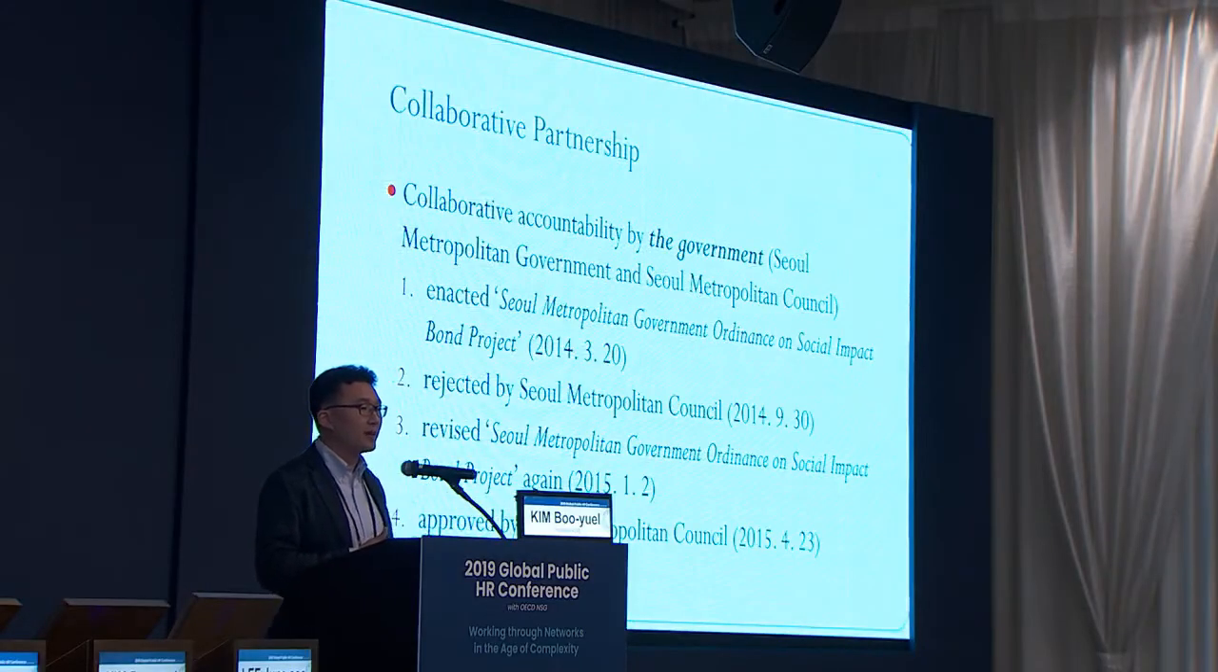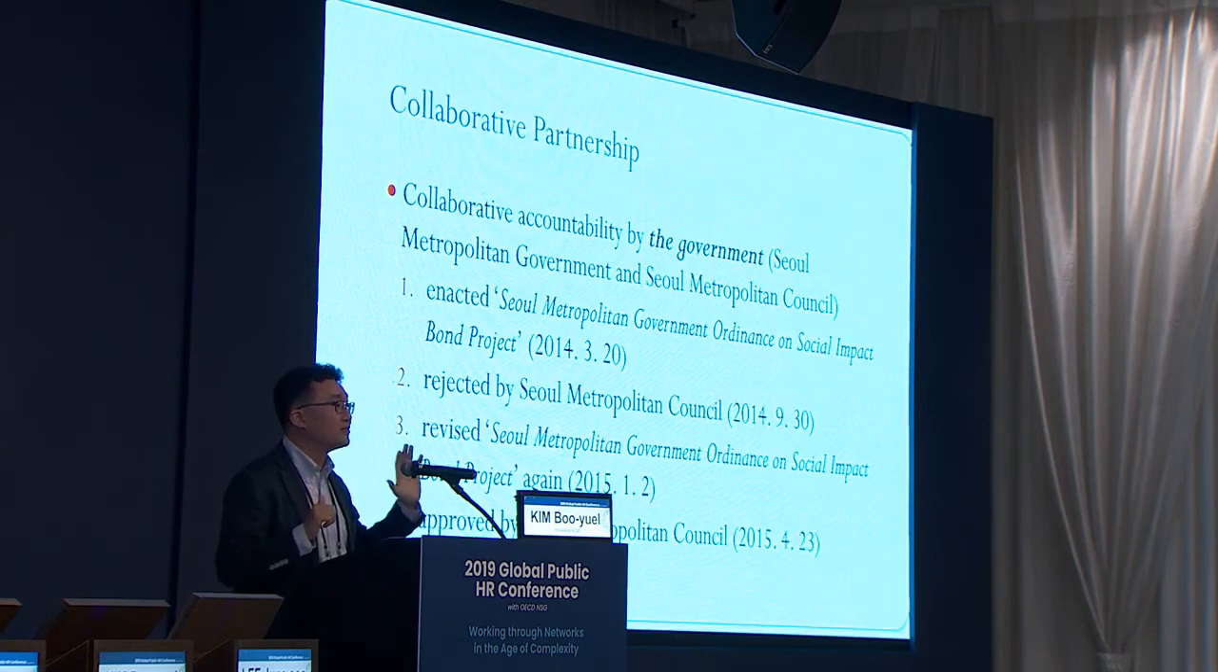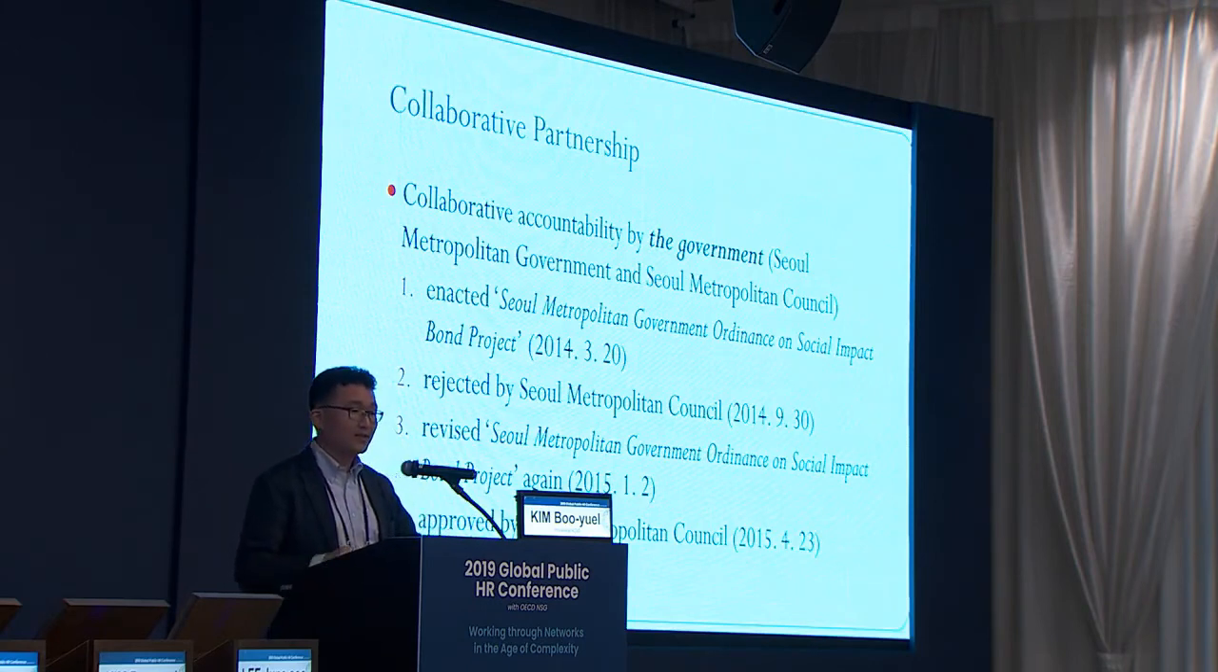So I thought about some collaborative partnerships in this project. The first, collaborative accountability by the government: Seoul Metropolitan Government and Seoul Metropolitan Council. First, Seoul Metropolitan Government enacted the Seoul Metropolitan Government Ordinance on Social Impact Bond Project in 2014. And this ordinance went to the Seoul Metropolitan Council. And unfortunately, in September 2014, this ordinance bill was rejected. Precisely speaking, it failed to pass.